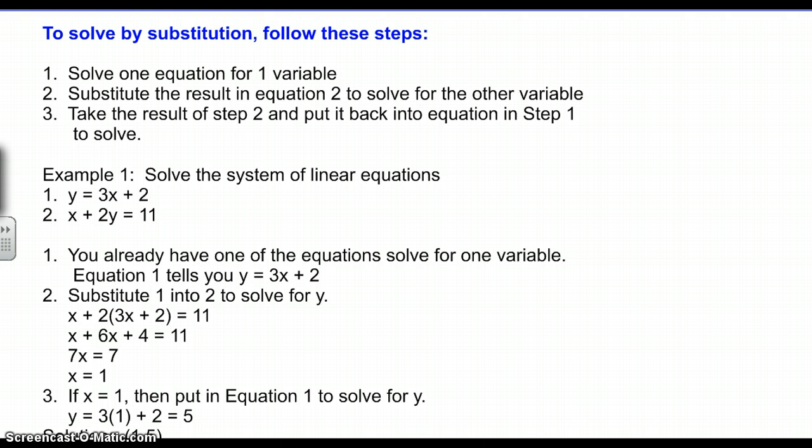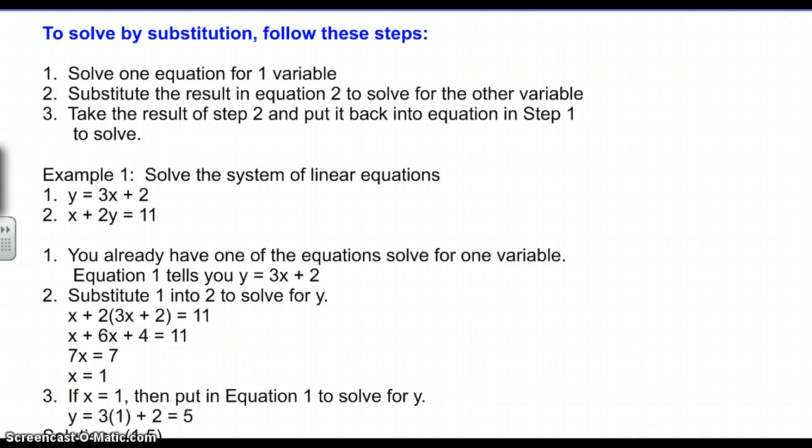In equation 1, you already have one of the equations solved for one variable, because equation 1 tells you that y equals 3x plus 2. So that's already been done for you. In step 2, you have to substitute what you just found in step 1 into the second equation. So you're going to put x plus 2 times the quantity 3x plus 2 equals 11. That's x plus 6x plus 4 equals 11, or 7x equals 7, so x equals 1.